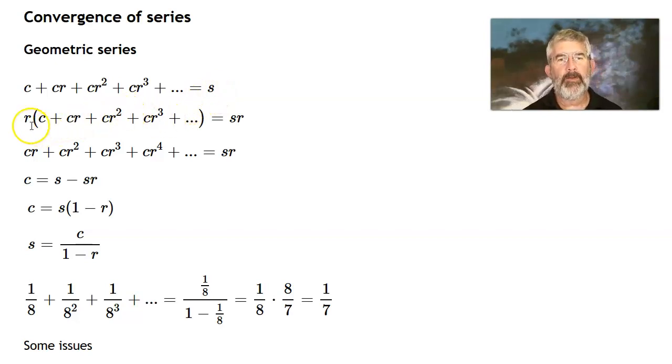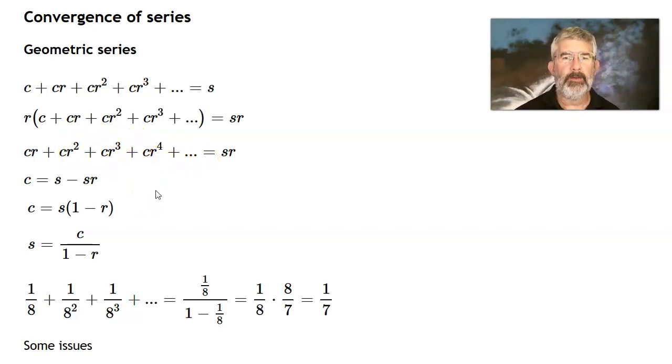And so what I do is I multiply both sides by r, and on the right-hand side, of course, just s times r. On the left-hand side, let's distribute that r through. So cr is the first one, and then cr squared for the second one, and cr cubed, right? Just keep multiplying by r. Just increases all those exponents by 1.